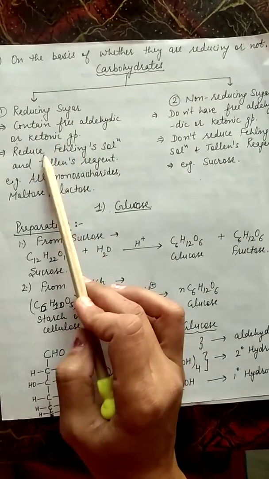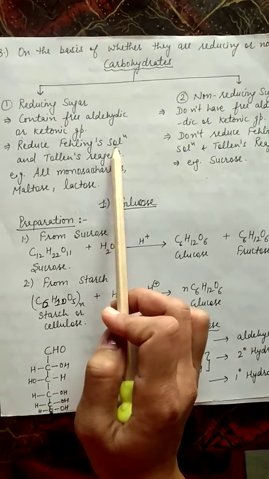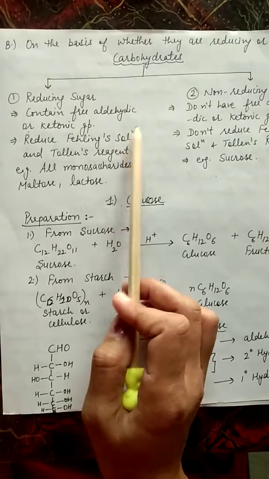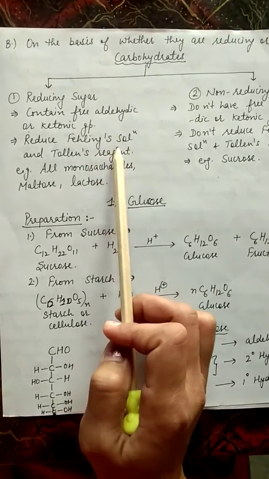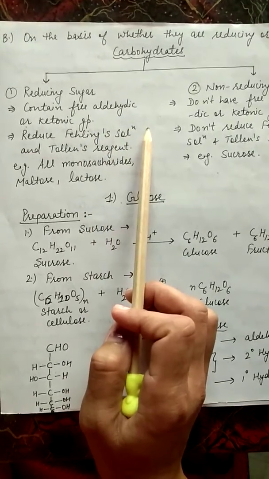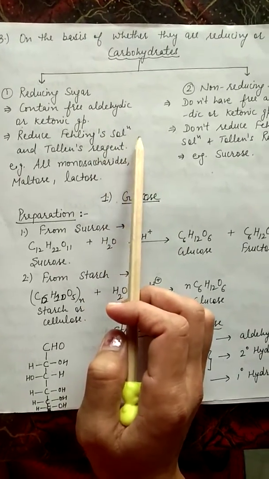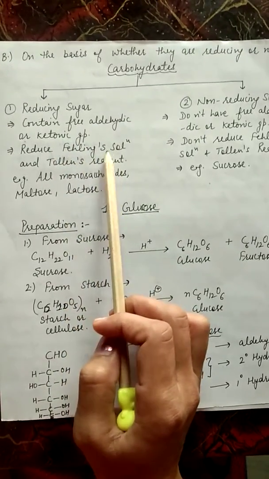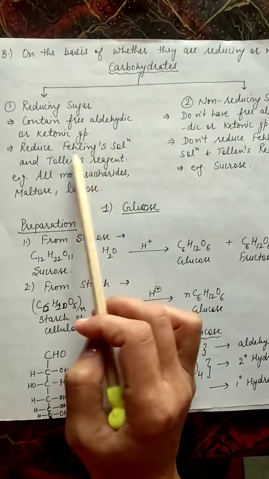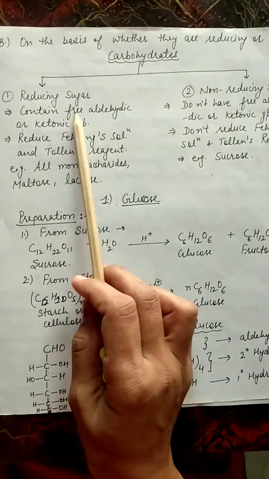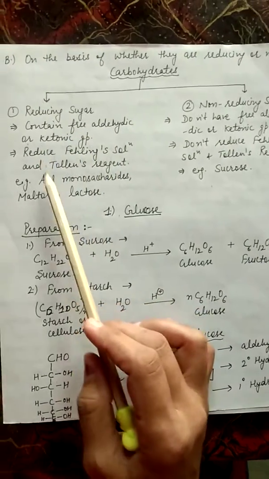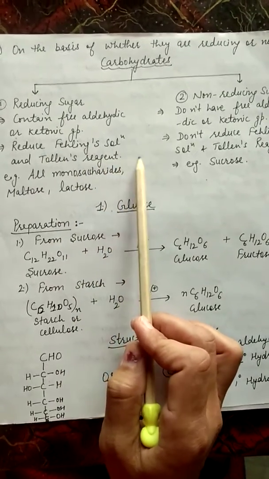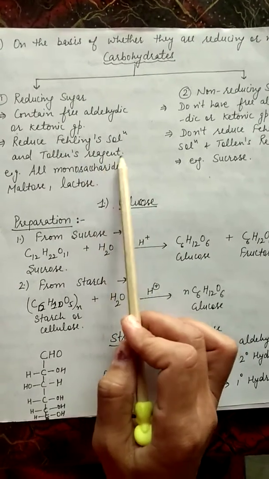Reducing sugars reduce Fehling solution. Fehling reagent is of two types, Fehling A and Fehling B. Fehling A is copper sulfate, Fehling B is sodium potassium tartrate. Those sugars which give the Fehling test are reducing sugars. And Tollens reagent is the ammoniacal silver nitrate solution.